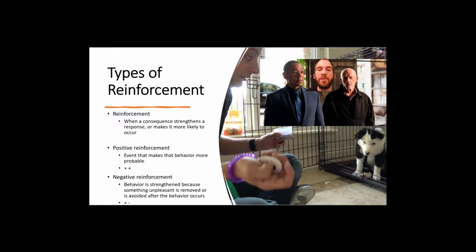So we have two types of reinforcement that I'm going to look at here. Reinforcement is when a consequence strengthens a response or makes it more likely to occur. Positive reinforcement: an event that makes that event more probable, plus plus.